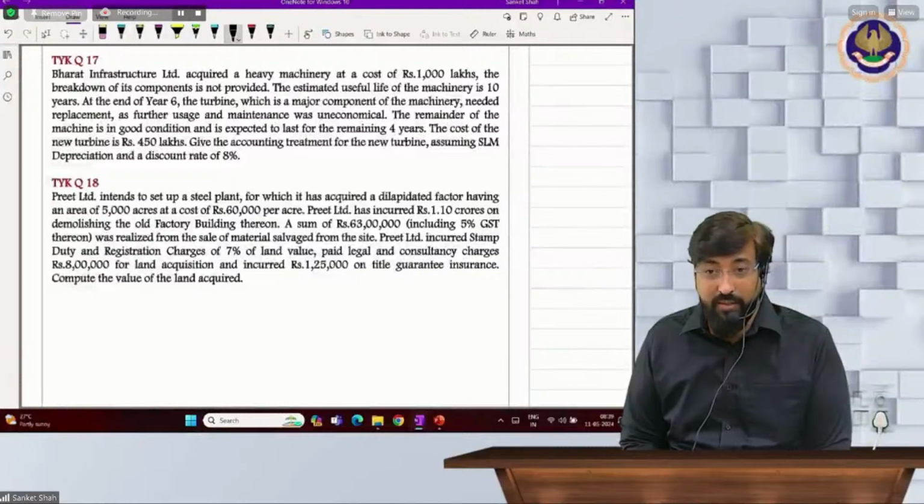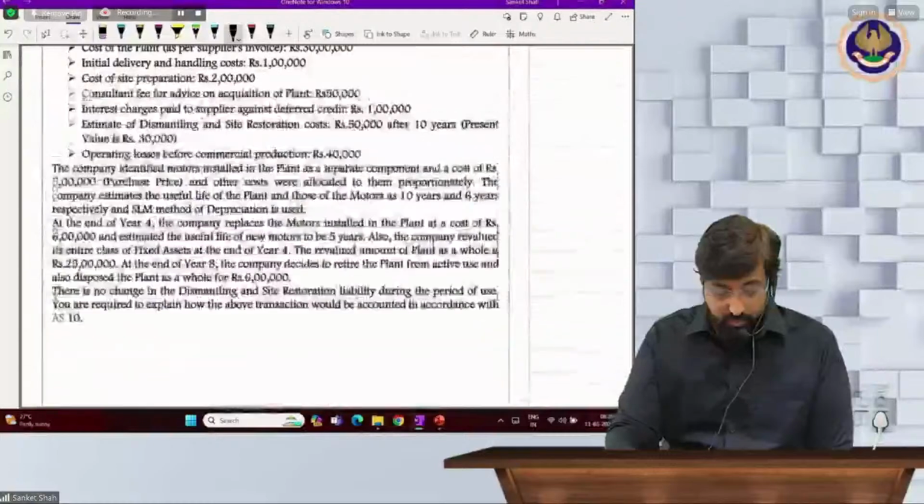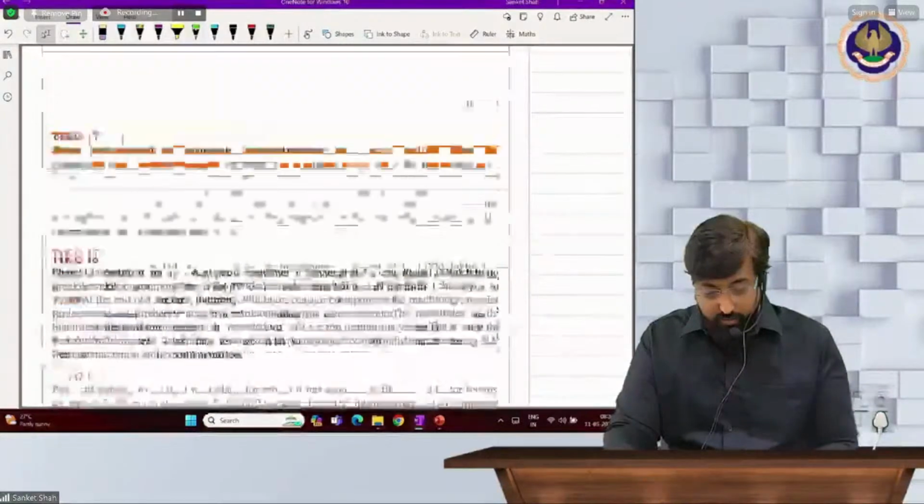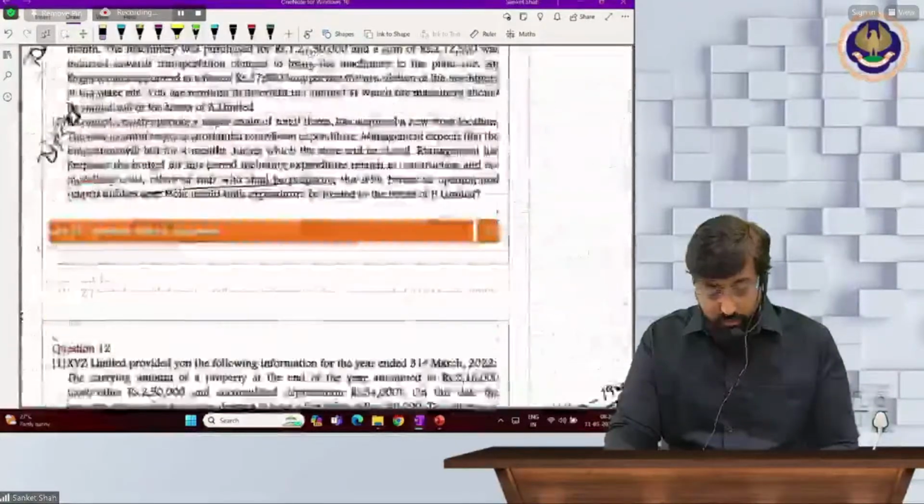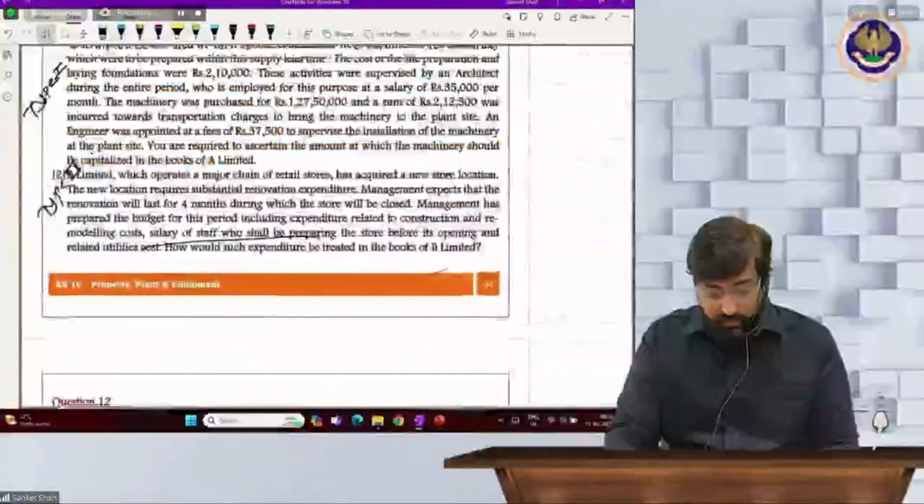Okay, compulsorily legal charges. Sir, in that question 16 which we did, that big question, you said it is a bumper question on so many aspects. Okay, sir, there was a term qualifying asset. It is not a qualifying asset. Just that concept. What do you mean by that? Where? In question number? In question number 16, Akshar Limited.